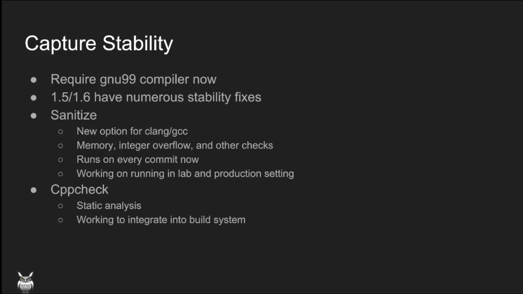And so 1.6, which we just released this week, has a lot of fixes in it for stability. And then we're also using this tool called CPP check, which does a basic static analysis. It's lint for the new world. You can think about it that way.